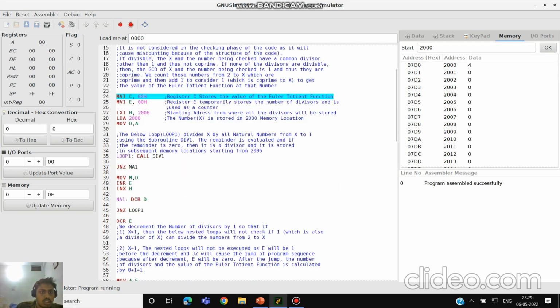As you can see, we had initialized the Euler's Totient counter C to 0, the divisor counter, the temporary divisor counter as one should say, to 0, and we had set the LXI H, the HL pair, to 2006 so that we can point to the memory location from where we will start storing our divisors. Then we move to loading the accumulator with 2000 and storing the value of the accumulator, that is x, in D, because D would be acting as our divisor, the changing divisor here.